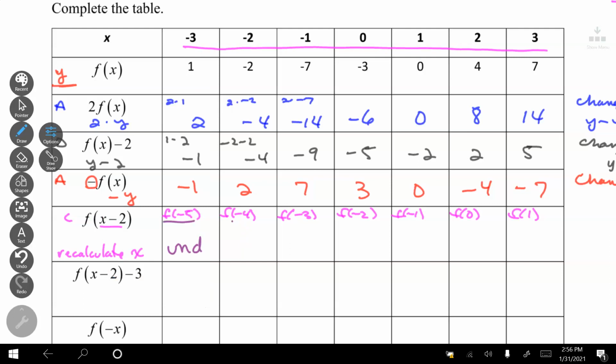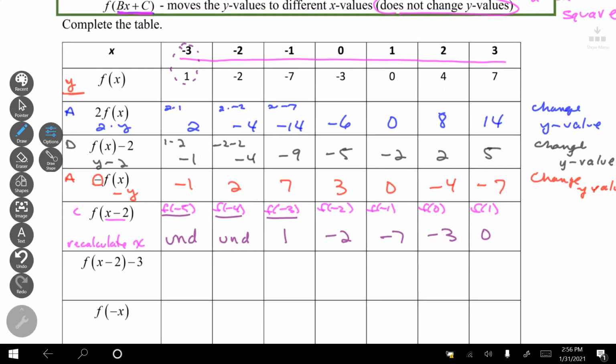Same thing for f of negative 4. There is no negative 4 in the x, so this is also undefined. But f of negative 3, I do have an f of negative 3, and that result is a y value of 1. Same thing, I get negative 2. Same thing, I get negative 7. Next one I get negative 3, and finally I get 0.